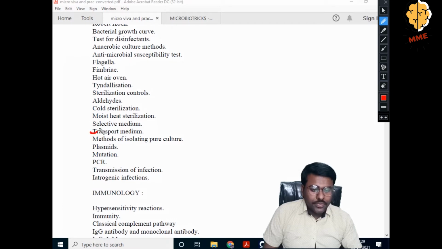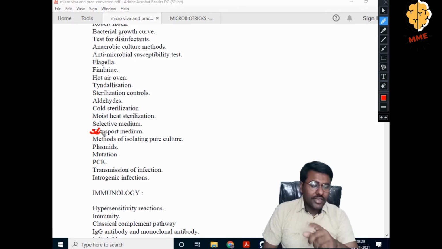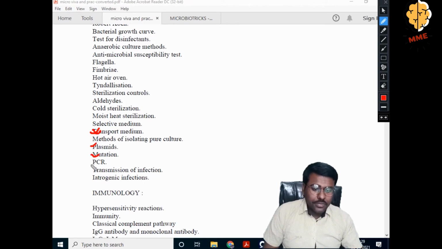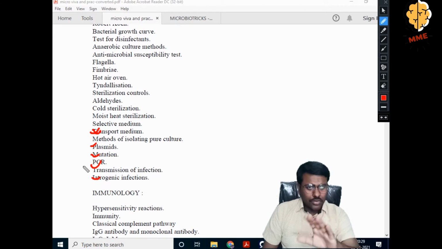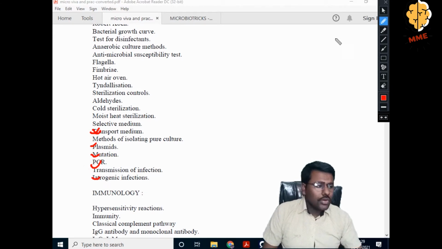the transport media. This is the main question, the transport media is asked many times and is a favorite question of examiners. Okay. Plasmid, mutation, PCR, and some infections like hospital acquired infection, community acquired infection are very important for your Viva purpose. Okay, so let's start with the immunology. So these are the most important topics among the general microbiology which you have to study.